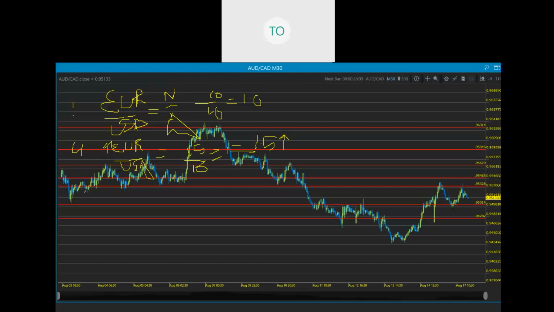And then in the third case, the euro is constant and the USD is increasing. So in this case, we have 10 over 15. If you divide that, you'll find it's actually less than 1. It's like 0.